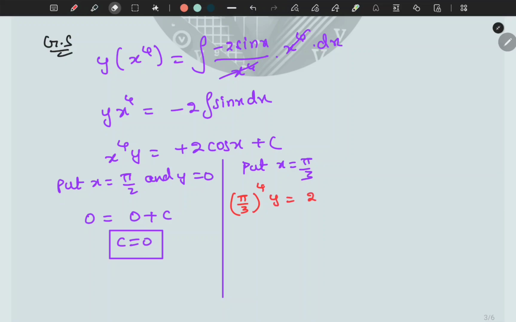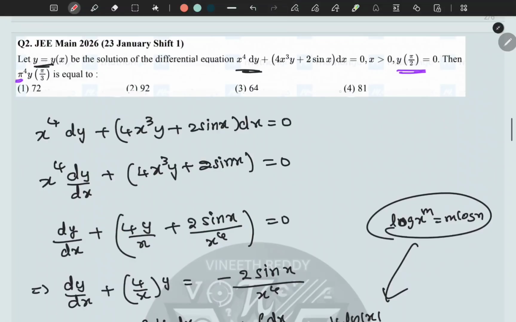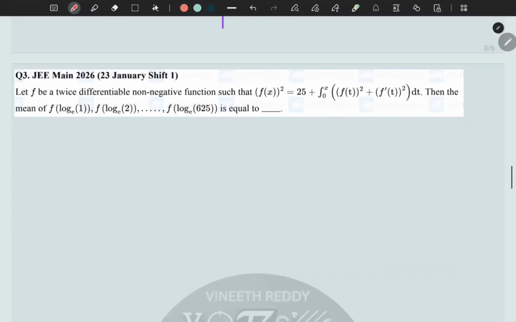Cos pi by 3 is simply 1 by 2, plus 0. So we have pi power 4 into y equals 3 power 4, and 3 power 4 is nothing but 81. So this is what I think they are asking. So the final answer should be 81. Now let us go to the next question, dear students.